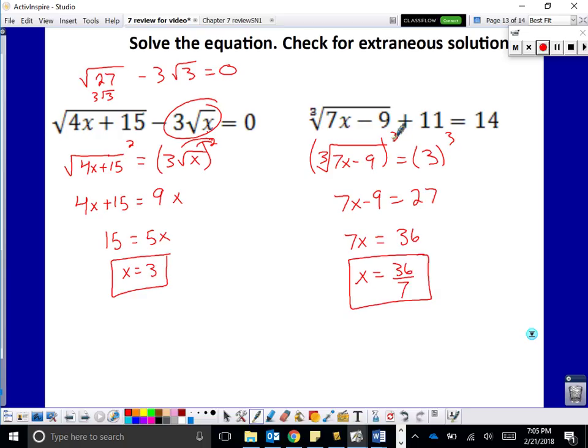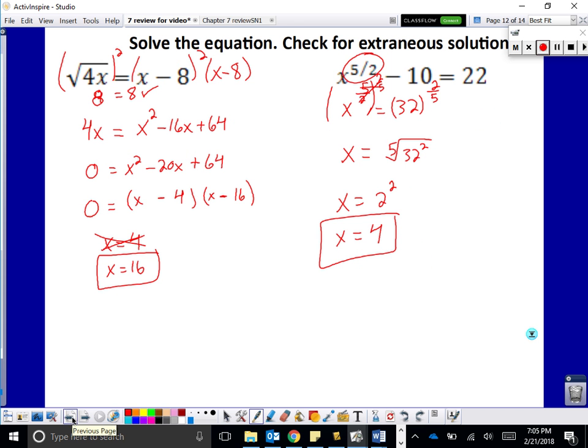This one we do not have to check because I was taking it to an odd power, whereas here I was taking it to an even power, so I don't need to go back and check. The reason I'm not doing it here is for the sake of time, and if you plug 36 over 7 in there, this doesn't work out as nicely. Okay? So, that is the Chapter 7 review.